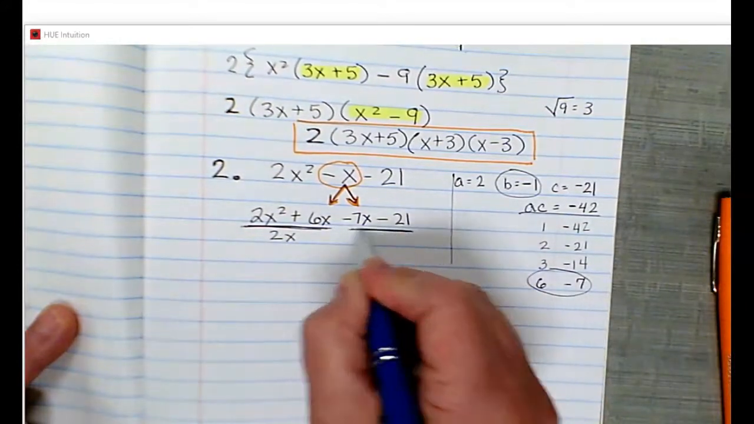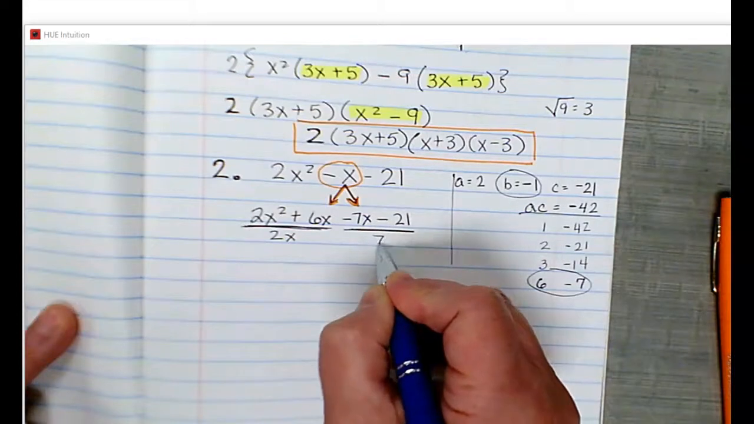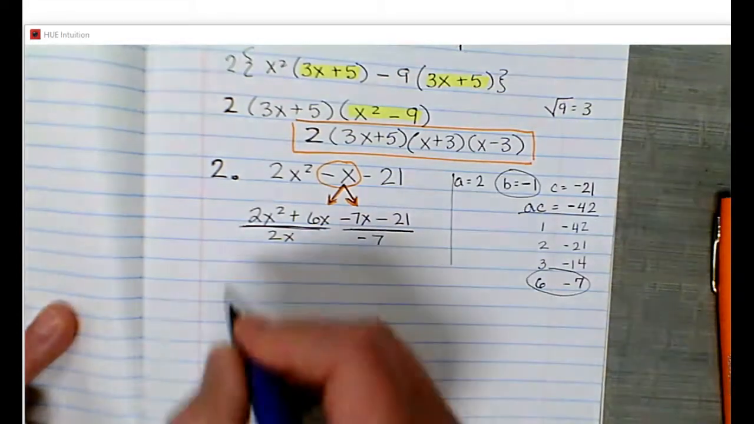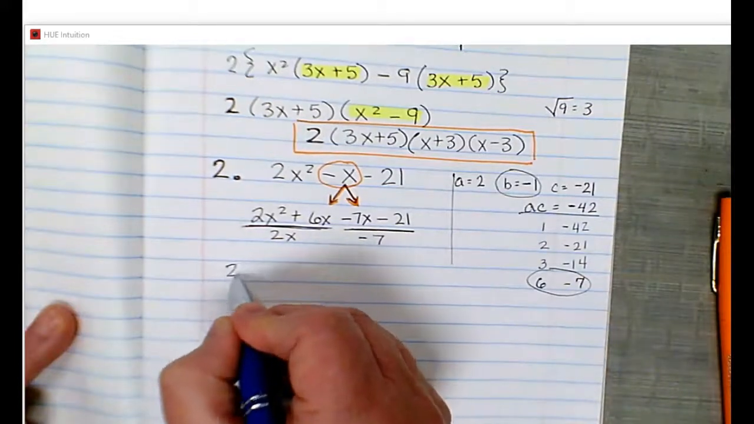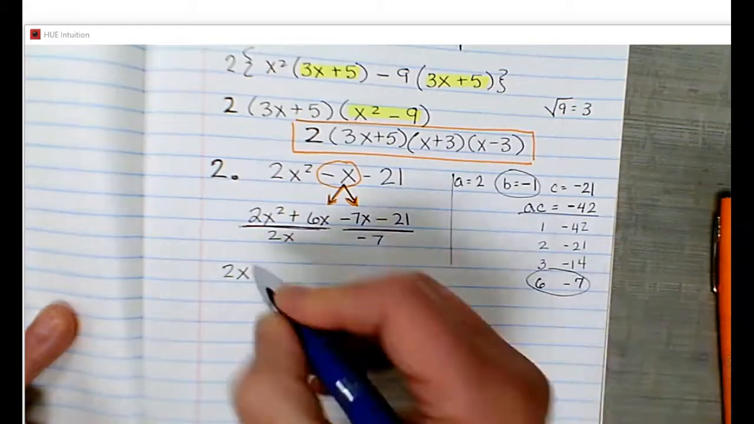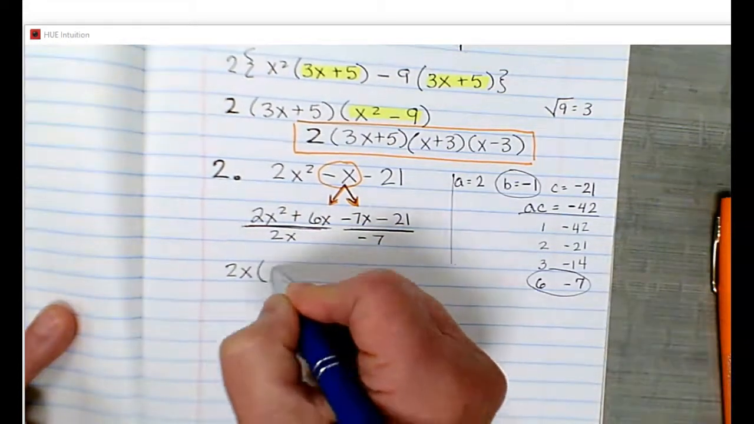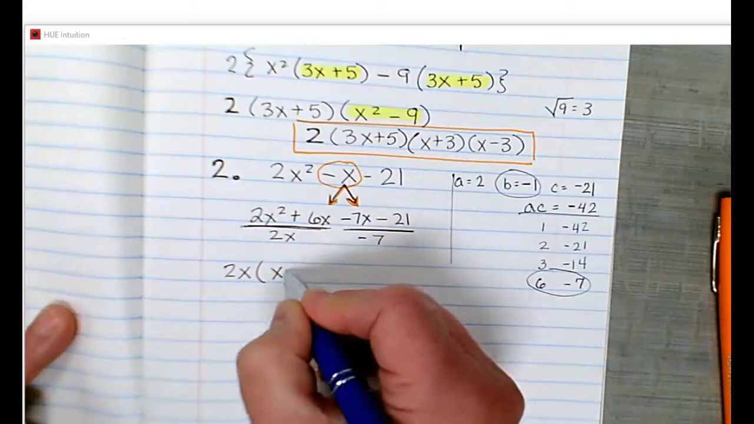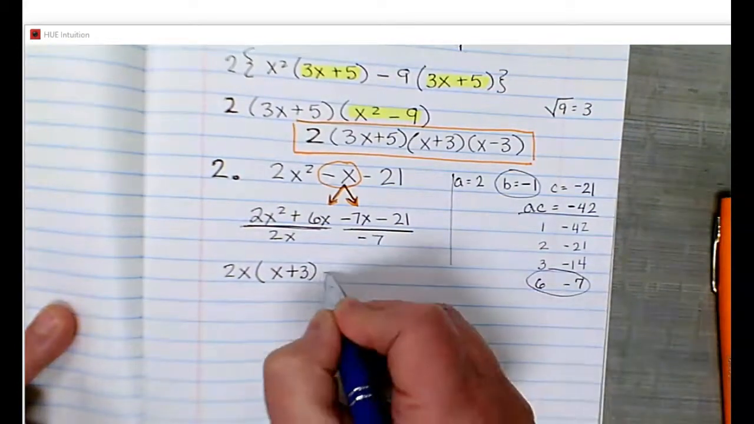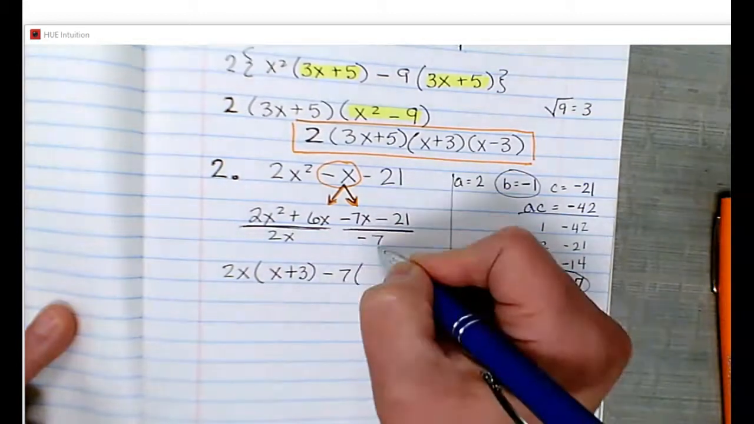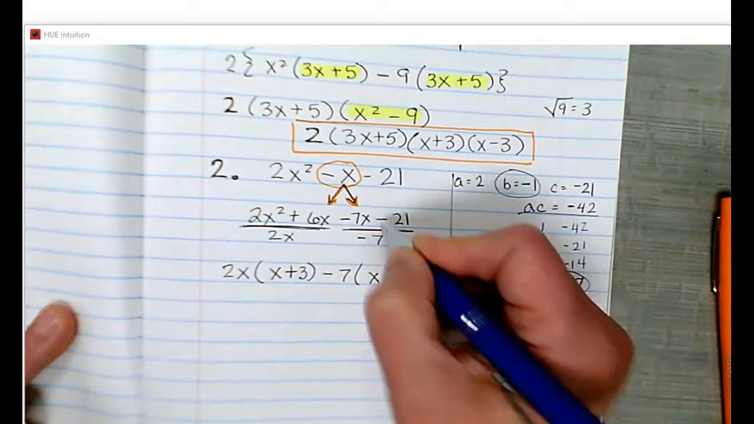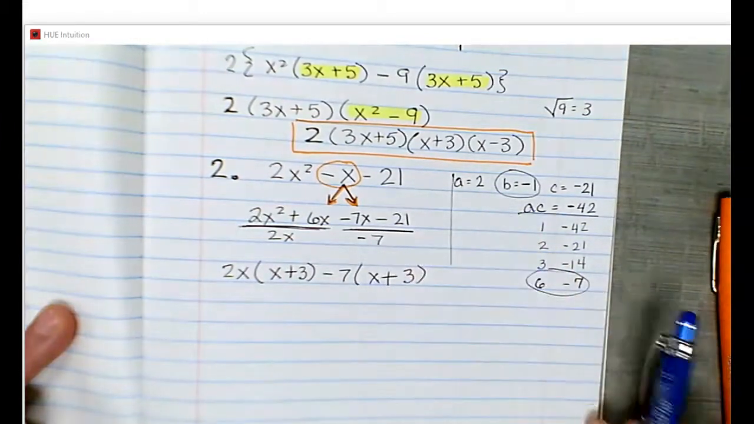Can I factor something out of this group? And if this is negative, I need to factor out a negative. Do you see now I'm back doing exactly what I was on the previous assignment? The 2x factors out. 6 divided by 2 is 3. The negative 7 factors out. The 7's cancel. 27 divided by 7 is 3. Negative divided by a negative is a positive.